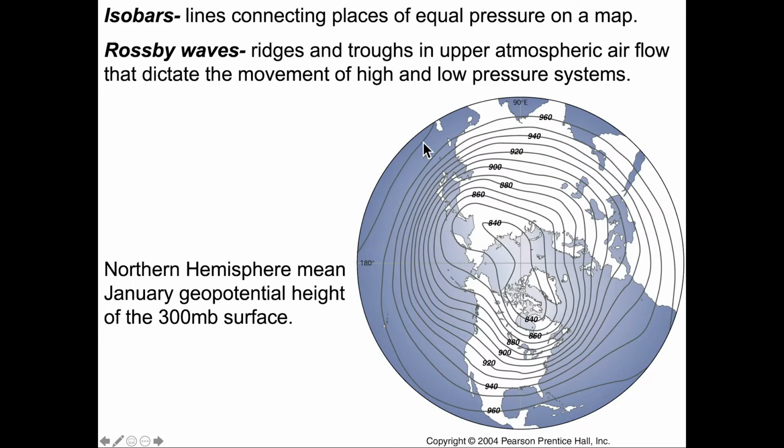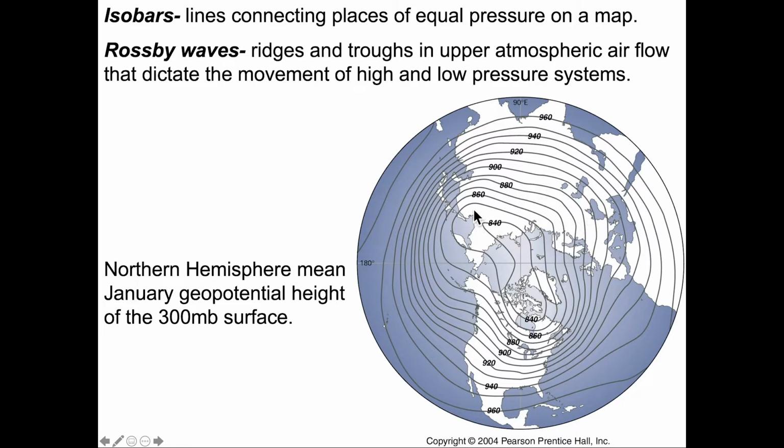Now, we talked about isobars before. These are lines connecting equal places of pressure on a map. We also mentioned Rossby waves. Rossby waves are ridges and troughs in upper atmospheric airflow. These ridges and troughs are going to determine or dictate the movement of high and low pressure systems. A typical position of the northern hemispheric geopotential height of the 300 millibar surface is depicted here. So this would be a trough in a Rossby wave.